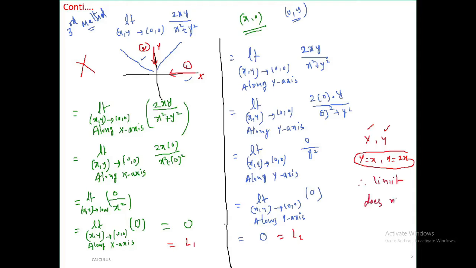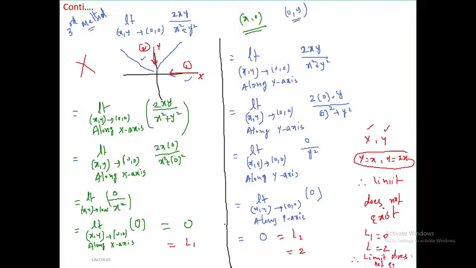So therefore, what I want to say here, for example, same by method number 3 only. Along x-axis, you are getting limit 0. Along y-axis, you are getting limit, let's say, the number 2. So L1 is 0, and L2 is 2. Therefore, limits are not same. Now you can conclude that therefore limit does not exist. Because for this particular two paths, limit is not same, right? Limit does not exist.